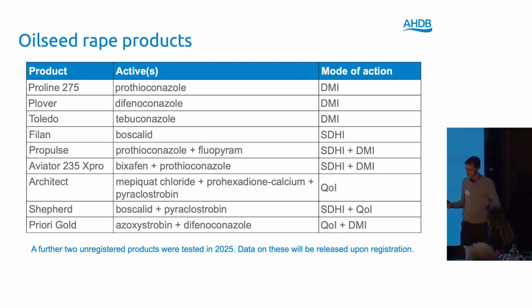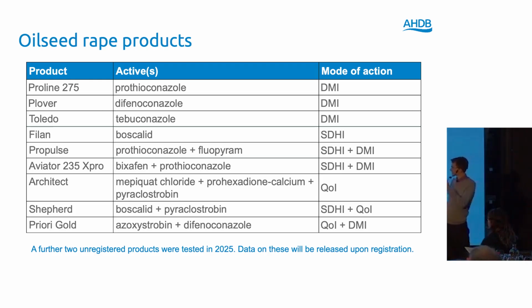So generally, we've still got azole-based products for oilseed rape: Proline 275, so prothioconazole, Plover, so difenoconazole, and Toledo, tebuconazole. Then we've got some SDHI-based chemistries: Falan, so straight Boscalid. We've got Propulse, which is the fluopyram prothioconazole co-form. And then Aviator 235 Xpro, a bixafen prothioconazole co-form, so 2 SDHI-based co-forms there.